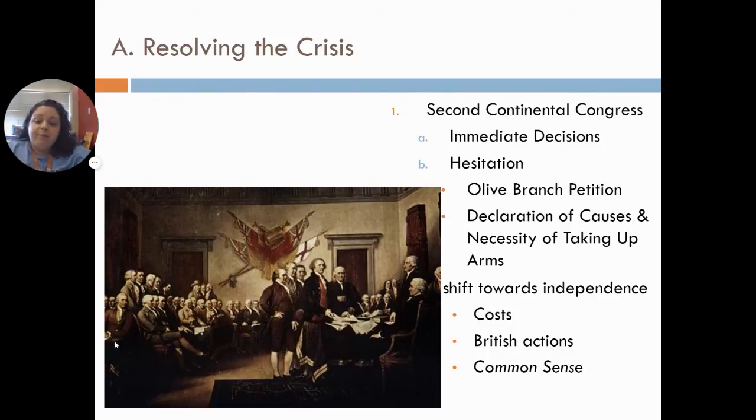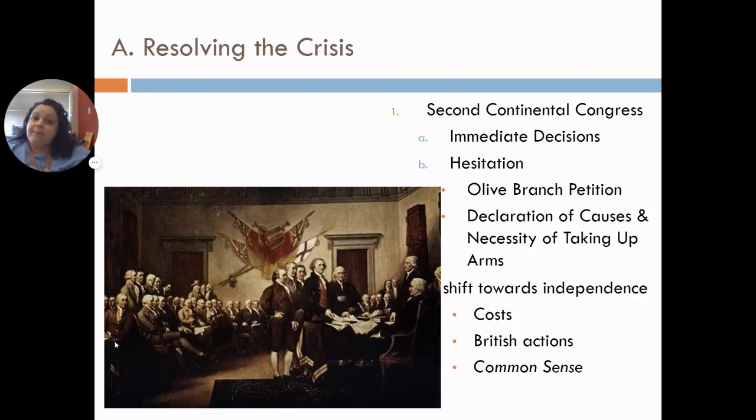And so there were some immediate decisions that were made. First of all, the biggest immediate decision was a call to create a military. So the Continental Army was created. This was one of the first immediate decisions. And George Washington was appointed to be the commander of the Continental Army. Now, George Washington, think about, right, he had experience from the French and Indian War.